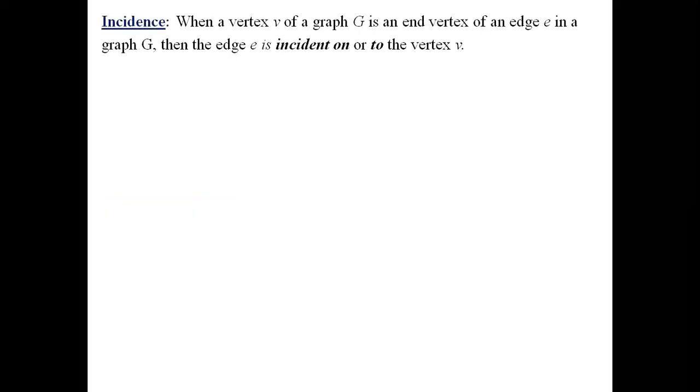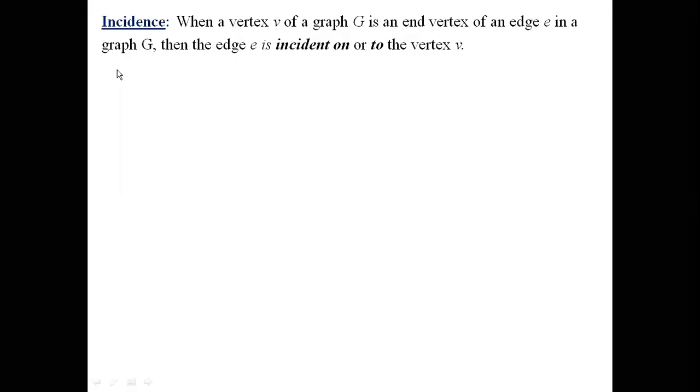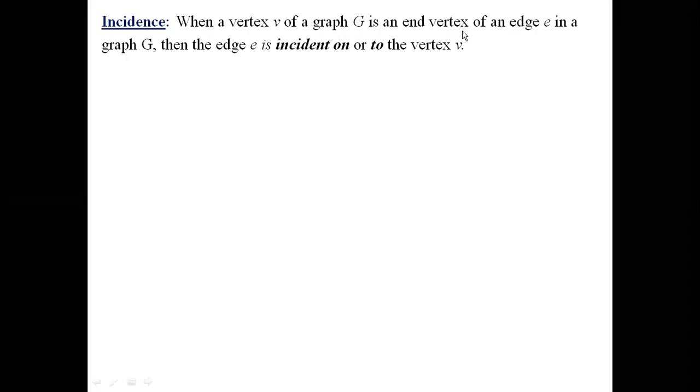Next, we will see the definition for incidence. When a vertex V of a graph G is an end vertex of an edge E in the graph G, then the edge E is incident on the vertex V, or it is also called incident to the vertex V. So if a vertex V is an end vertex of a particular edge, then that edge is said to be incident to the vertex V.